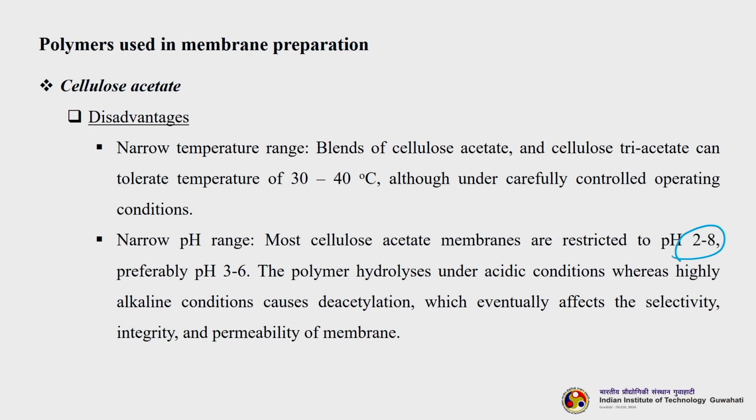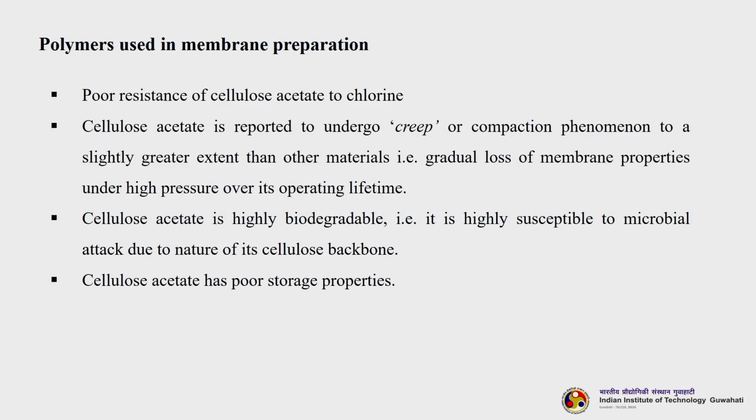which eventually affects the selectivity, integrity and permeability of the membrane. Another disadvantage of cellulose acetate is its poor resistance to chlorine. Many times chlorine is present in water and wastewater. So, when you are using cellulose acetate for such water or wastewater treatment, the presence of chlorine will create problems for this type of membrane.